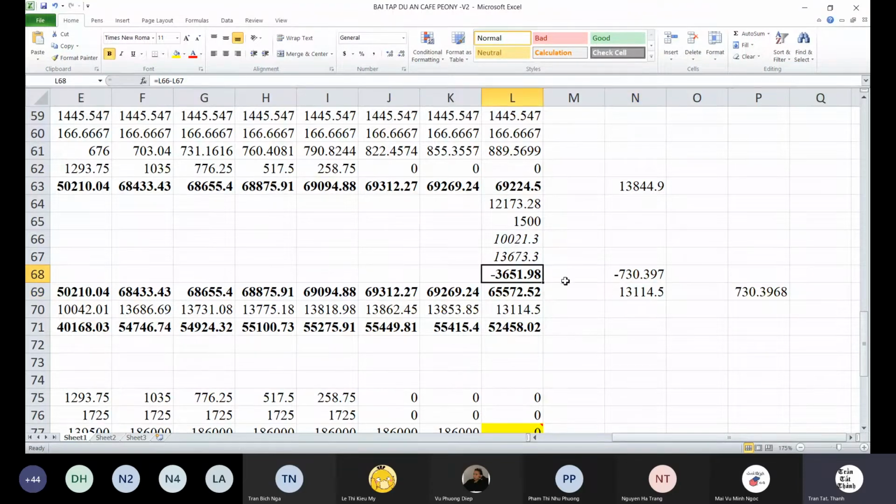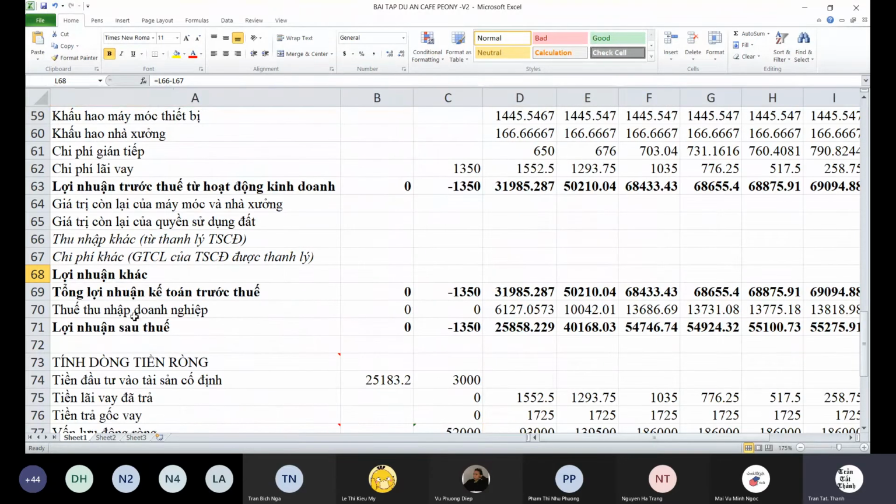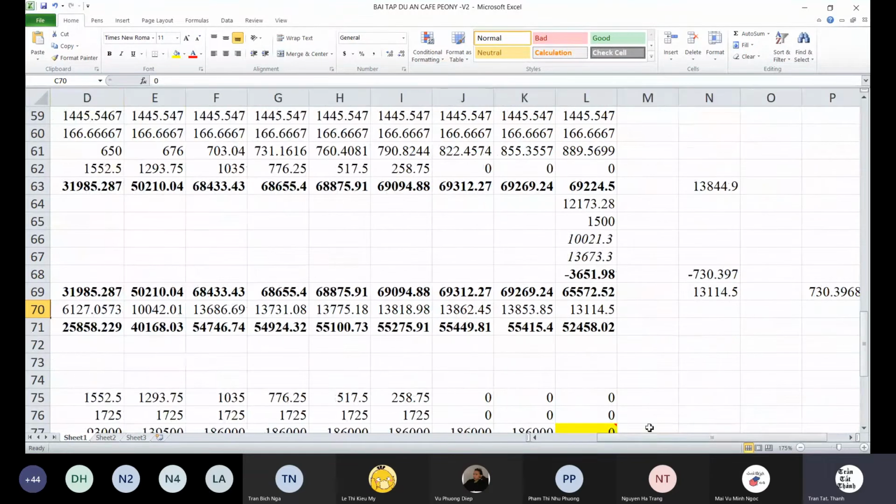Because sometimes you think that when the income before tax is negative, you do not have to pay corporate income tax. It is true if it is the total income before tax. If total income before tax is negative, then you do not have to pay. For example, here, total income before tax is negative, then the tax would be 0. That's true for this one. But not for this one, because this one is only the income before tax from disposal of fixed assets.